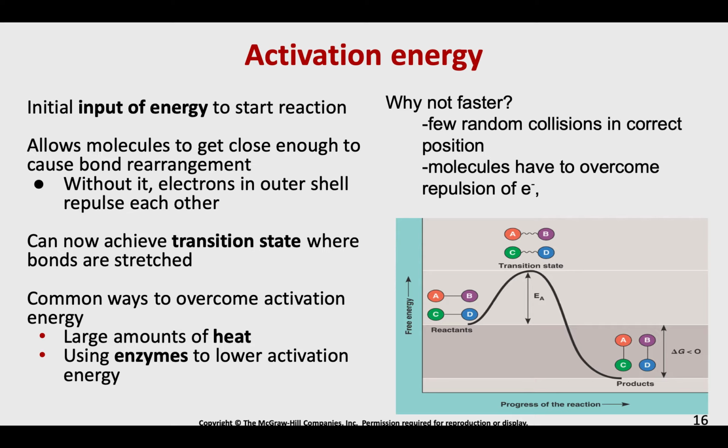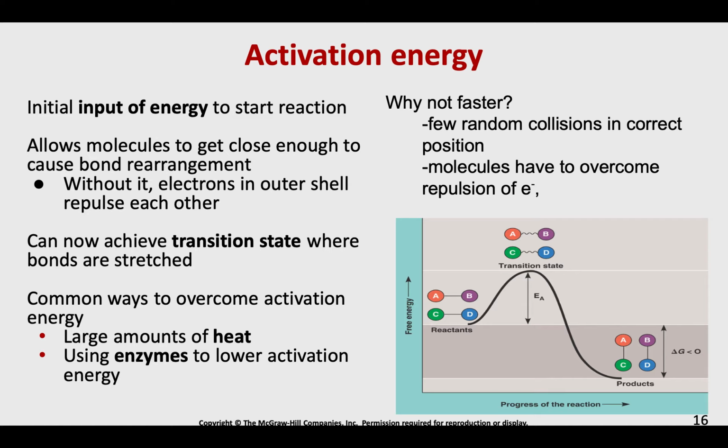All right, so how an enzyme actually works is it decreases the activation energy in a reaction. In a reaction, we have this initial input of energy. This initial input of energy allows the molecules to get close enough to cause bond rearrangement. Think of two molecules or two atoms. They have electrons around them, and those electrons are negatively charged. Negative charges want to repel each other, so we need that initial energy to get them close enough where they can start reacting.